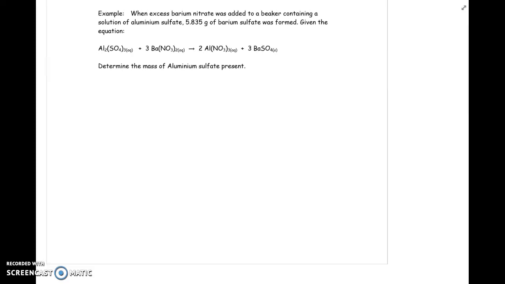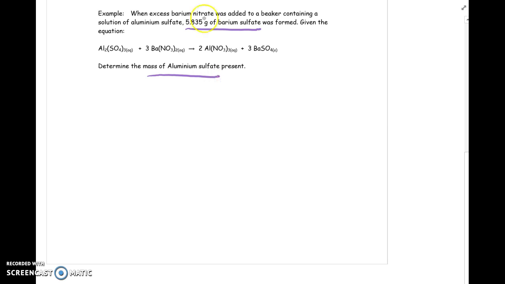Now let's try an example for a stoichiometry. The first thing we have to do is read the problem and identify the key components of the problem. It says when excess barium nitrate was added to a beaker containing a solution of aluminium sulfate, 5.835 grams of barium sulfate was formed. Given the equation is aluminium sulfate plus 3 barium nitrate gives 2 aluminium nitrates and 3 barium sulfates. Determine the mass of the aluminium sulfate present.